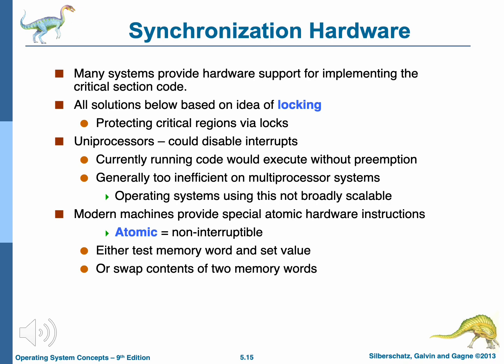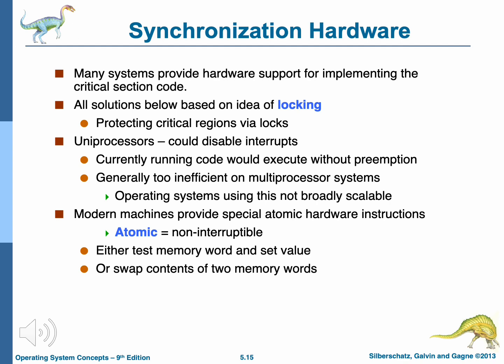Unfortunately, this solution is not as feasible in a multiprocessor environment. Disabling interrupts on a multiprocessor can be time-consuming since the message is passed to all the processors. This message passing delays entry into each critical section, and system efficiency decreases. Also consider the effect on a system's clock if the clock is kept updated by interrupts.